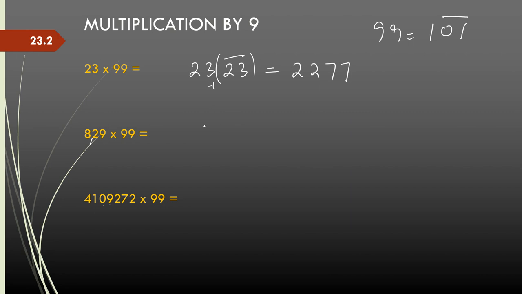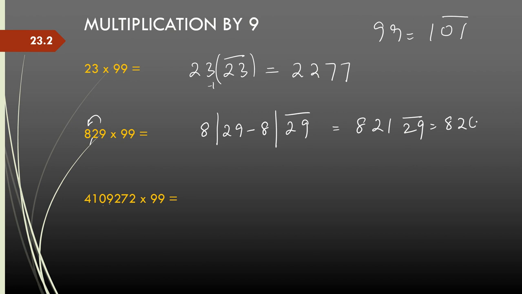If it's a bigger number, I again form groups of 2 digits, starting from the right, and then say the first part is 8 itself, then the next part is the difference in the reverse order, right side group minus the left side. So it is 29 minus 8, and then the last part, 29 with a bar. So this becomes 8, 21, bar 29. Again each part has 2 digits. So this becomes 82071. So this is the product of 829 by 99.